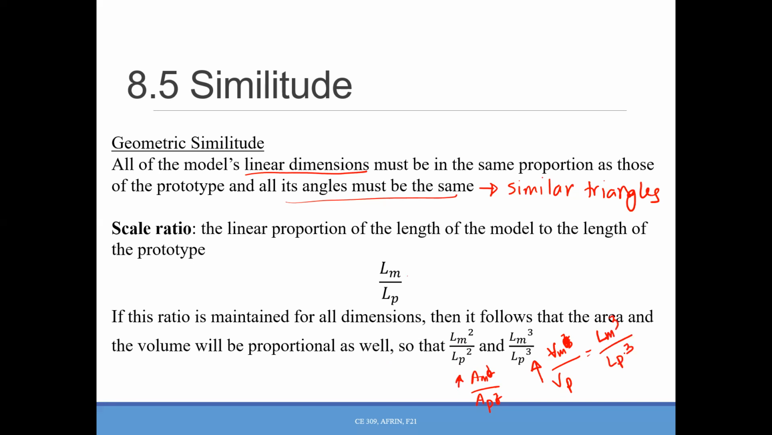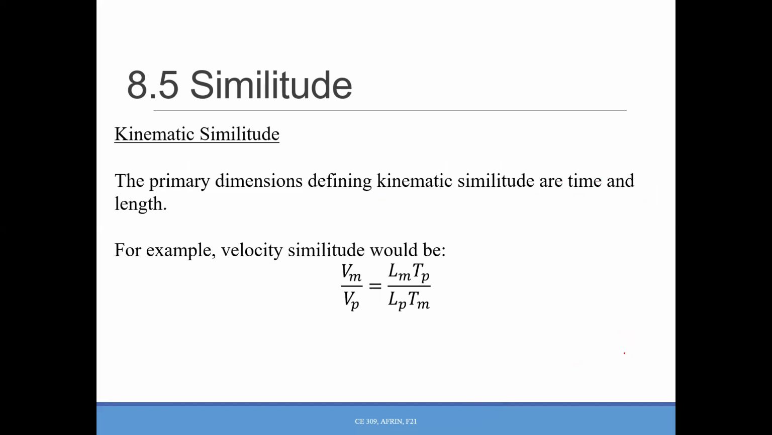Okay, so that is the geometric similitude. Now the kinematic similitude. Kinematic is related to the flow. The primary dimensions defining kinematic similitude are time and length, because V equals L over T. So for example, the velocity similitude would be Vm over Vp. I can write it down this way.